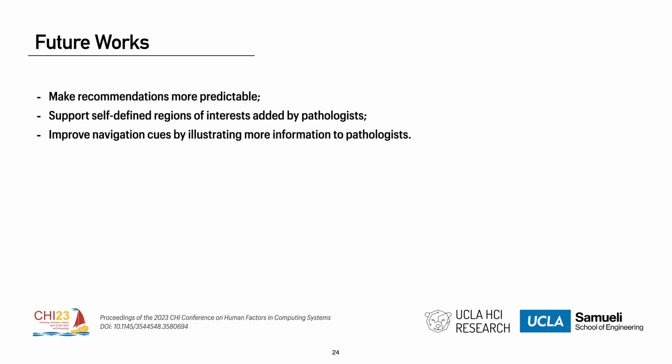In terms of future work, there are 3 areas of improvement that we plan to address. Firstly, as NaviPath uses deep learning models for recommendations, its behavior may not be always predictable. Making AI more predictable will benefit the users. Secondly, the current system does not support users in adding self-defined regions of interest, enabling that in the future could provide users with greater flexibility. Finally, the current queue-based navigation may be confusing at times because it does not provide distance information. We plan to make the navigation queues more informative for users.